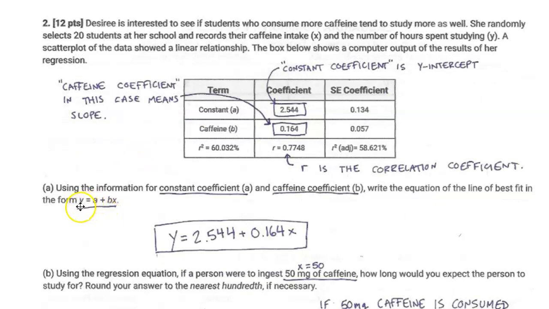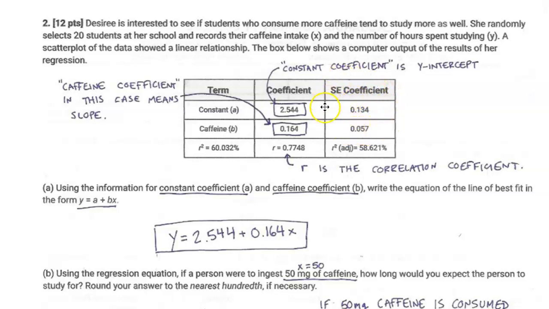It asks us to write it in the form a plus bx. Since it says that specifically, I'm going to follow its directions. A is going to be the constant coefficient. It doesn't have an x next to it, so that's 2.544. And then b is the slope here. B is the caffeine coefficient, the number we're multiplying by the amount of caffeine, which is x. So 2.544 plus 0.164x.